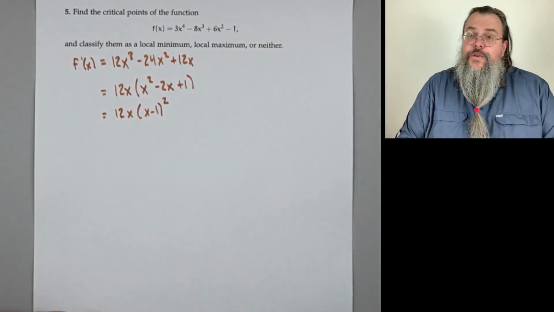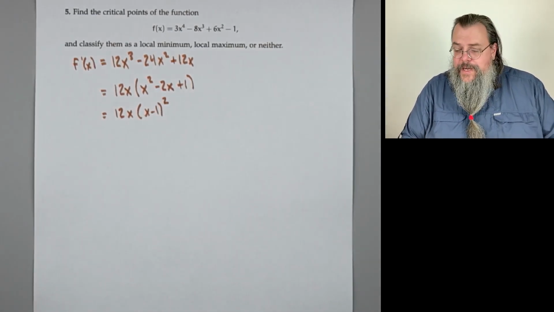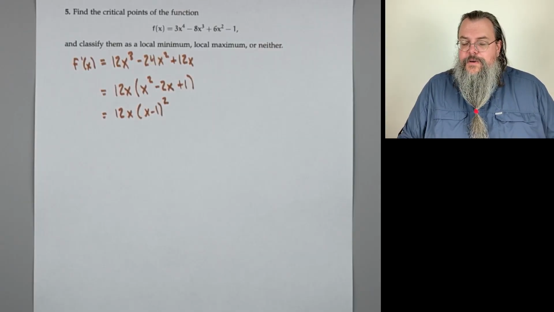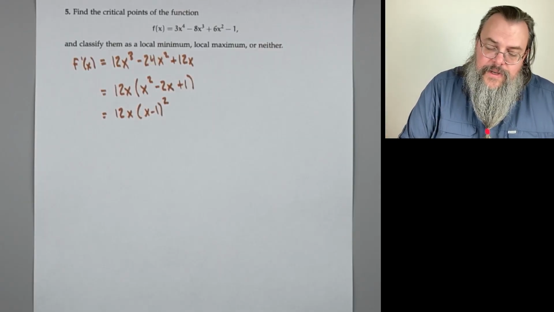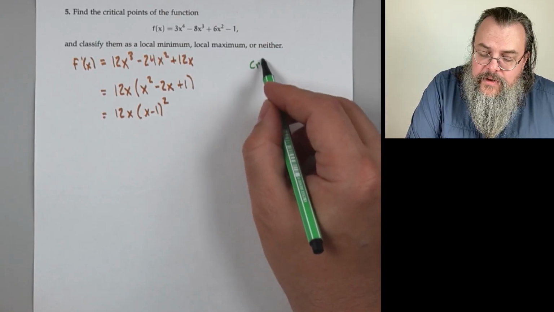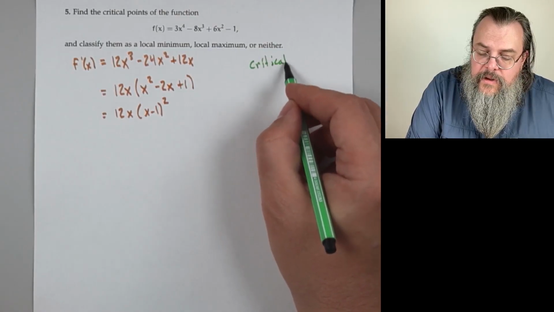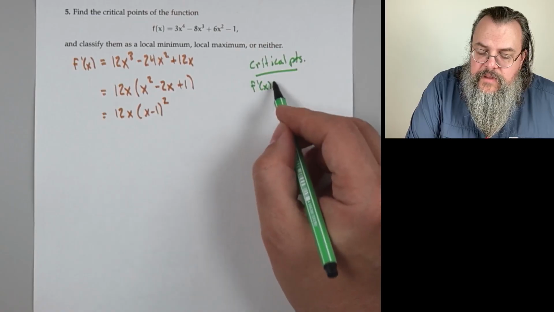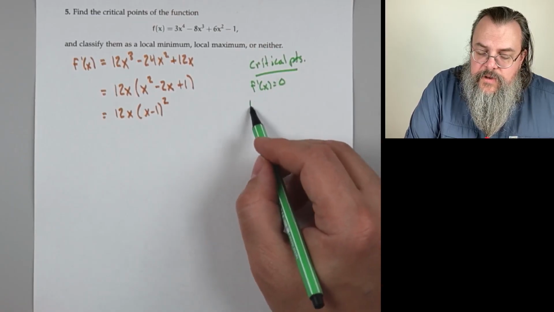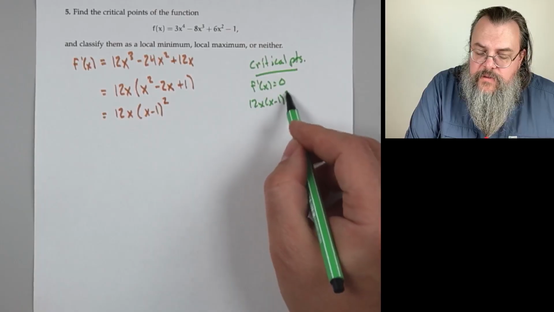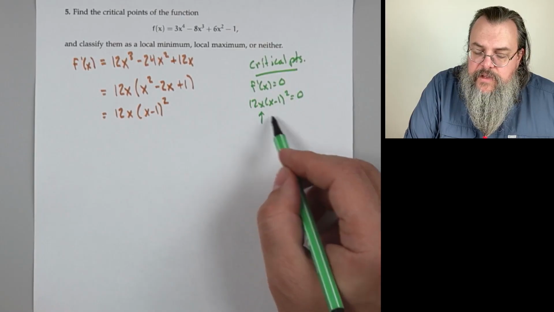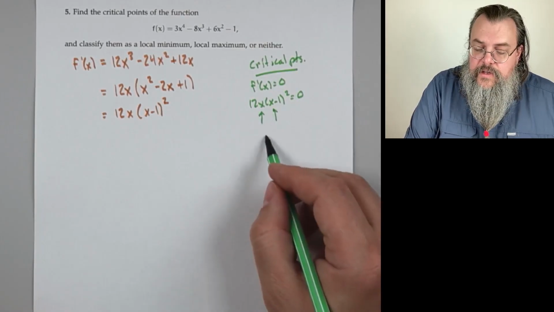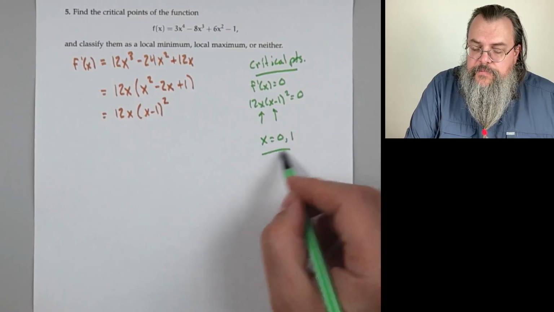Okay, so critical points. Never undefined, polynomial. When does it equal 0? So that's when f prime of x equals 0. Well, that's when 12x times x minus 1 squared equals 0. And we see there are 2 places. So there are 2 critical points, 0 and 1.